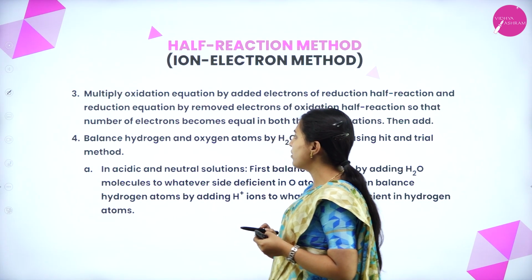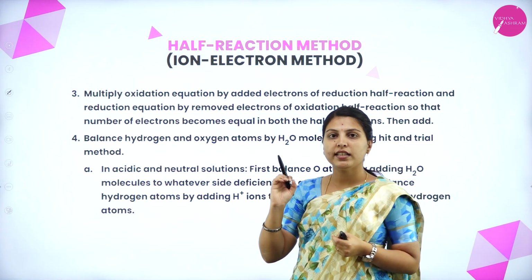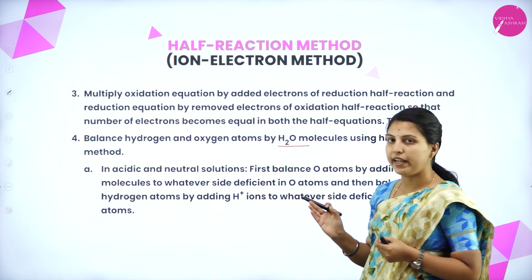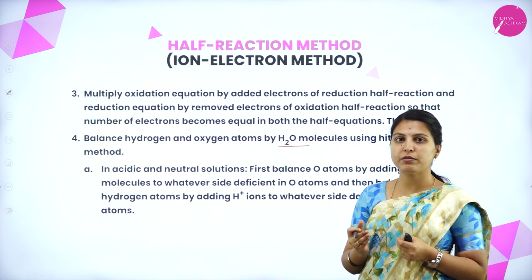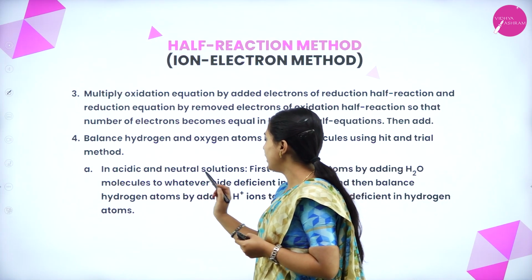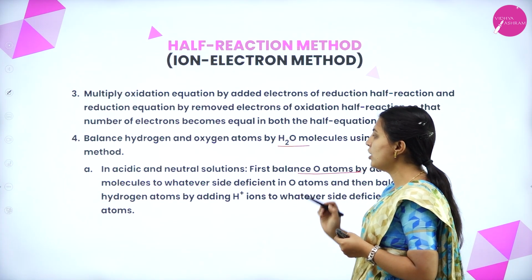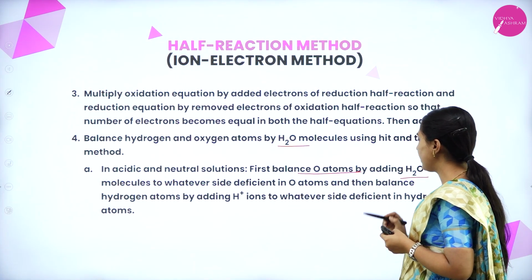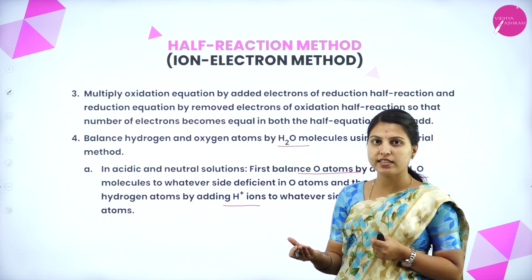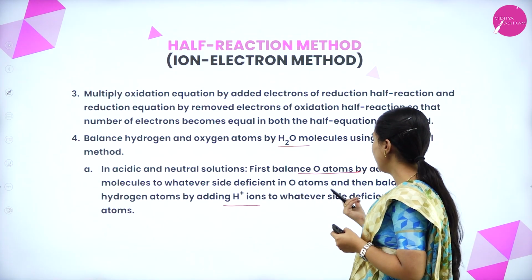Next, balance hydrogen and oxygen atoms by water molecules using hit and trial method. To balance hydrogen and oxygen here also, you have to add water molecules by hit and trial method. Here also two mediums will be there, that is acidic or neutral medium and basic medium. In acidic and neutral solution, first balance oxygen atoms by adding H2O molecules to whichever side is deficient in oxygen atoms, and then balance hydrogen atoms by adding H plus ions. Same rule here. If oxygen is deficient, add water molecules. If hydrogen is deficient, add H plus ions to the reaction wherever it is deficient.